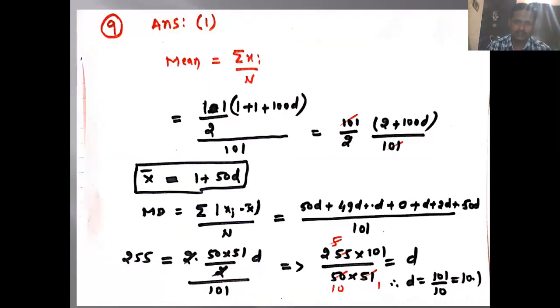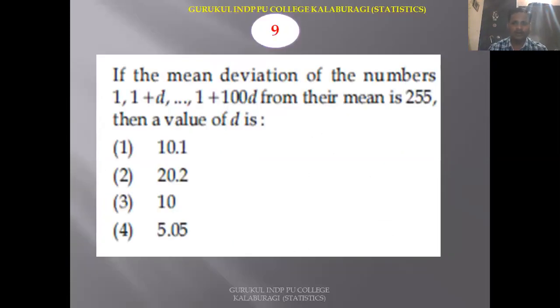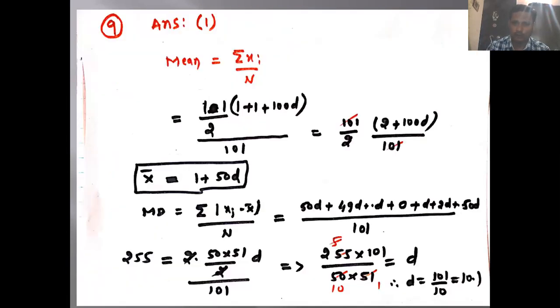So mean deviation is given by MD equal to summation of modulus of xi minus x bar, divided by n. So what is xi minus x bar? We have to subtract this x bar from each data. If we subtract 1 plus 50d from 1, we will get 1 minus 1 minus 50d. Because of the presence of modulus, you'll get 50d. Next you'll get 49d, and so on.